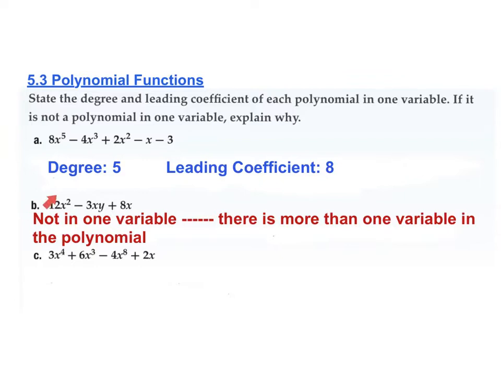We could still find the degree of this. The degree is still going to be 2. But in these problems that you're going to see in 5.3, if it's not in one variable, we're not going to talk about degree.